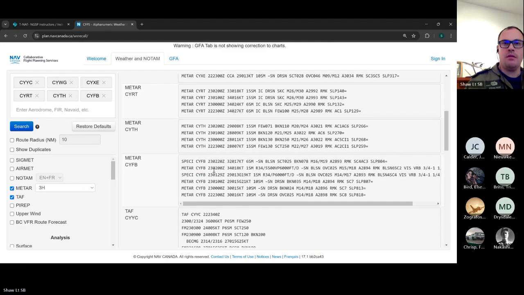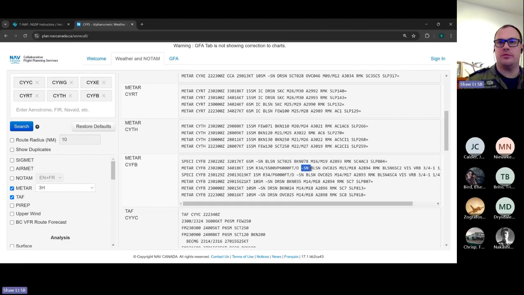Okay, so the report for CYFB is Iqaluit, 23rd day at 02 Zulu. Winds 340 degrees true at 18 knots. Visibility, 1 statute mile. Then runway 34, visibility is 5,500 varying to 6,000 feet, with the /D meaning downward trend. So that means it's showing the RVR, the runway visual range. The RVR is varying between 5,500 and 6,000 feet with a downward trend.